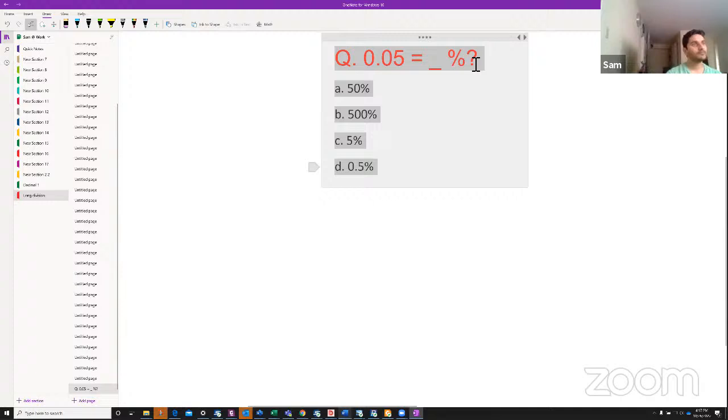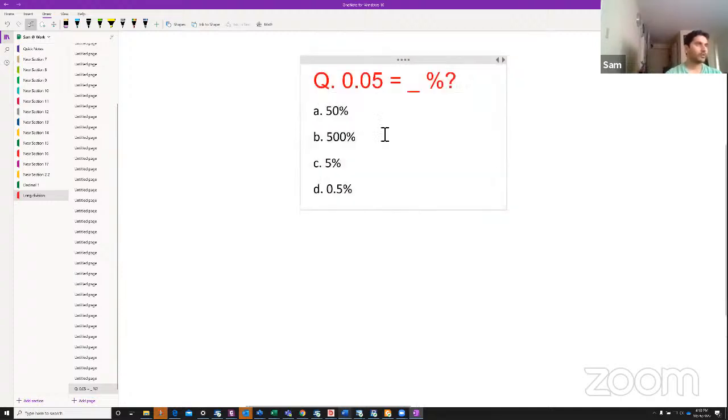Can you see this? All right, we're converting 0.05 decimal into percentage. Let's work on this.